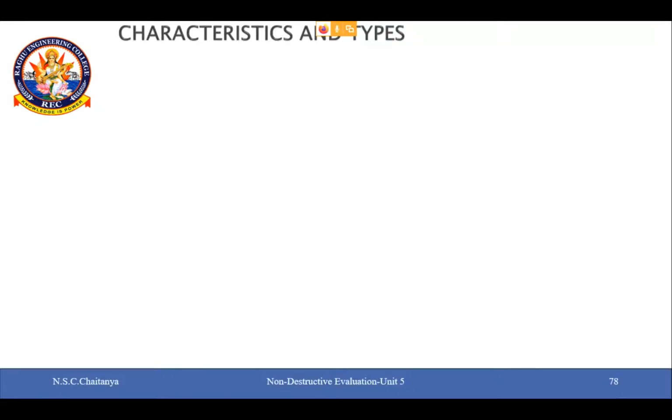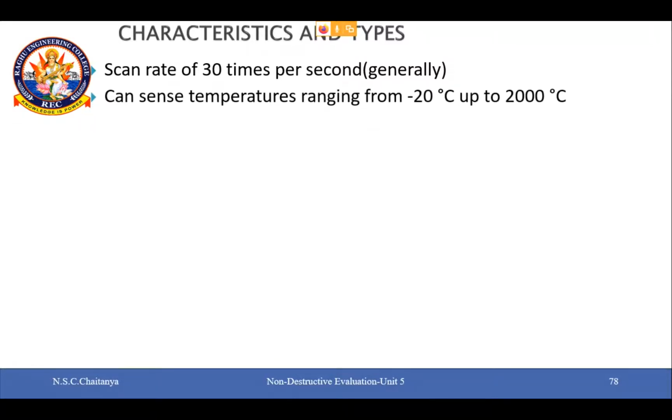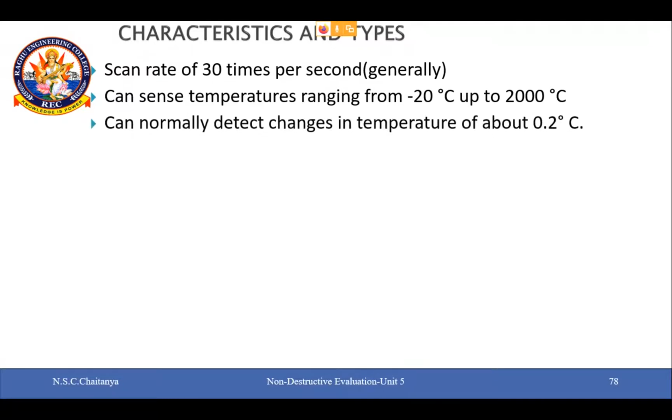Let us see some characteristics of this IR device and some types as well. The scan rate is around 30 times per second. So per second they generally scan around 30 times. They can sense temperatures ranging from minus 20 degrees centigrade up to 2000 degrees centigrade. So small negative temperatures to higher temperatures, like 2000 degrees centigrade, can be easily sensed by your IR devices.